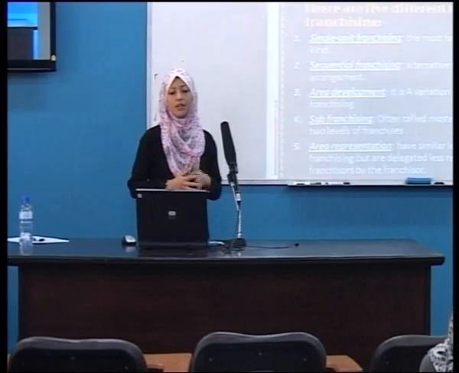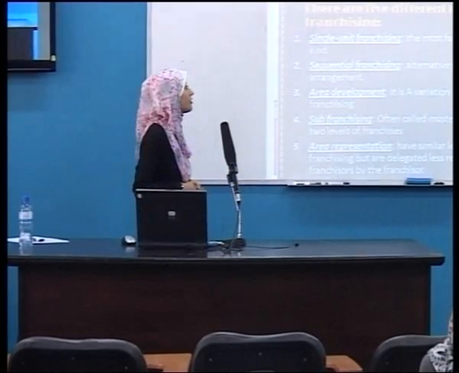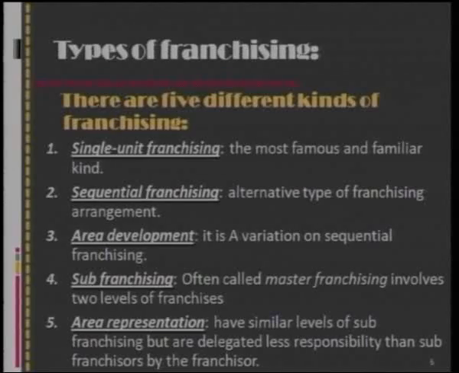These are the types of franchising. There are five different types of franchising. Single unit franchising is the simplest and the most famous one. The second one is sequential franchising. It's an alternative type of franchising arrangement.